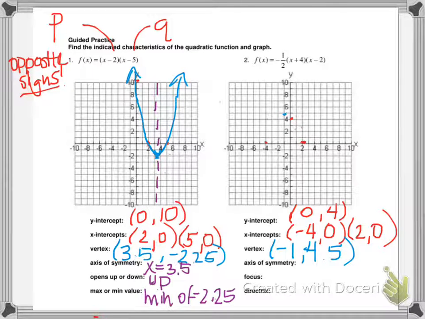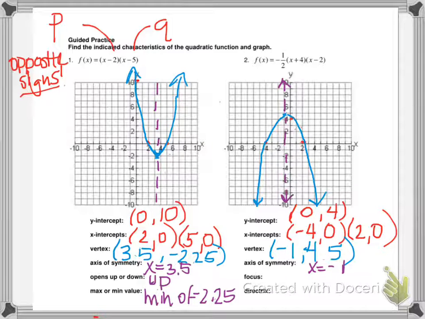Next, my axis of symmetry again is the x value of my vertex, and it's a vertical line up through the middle of my graph. So my graph should look somewhat like this. And so it's x equals -1 is my axis of symmetry, and I'm going to graph it right down the x = -1 line.